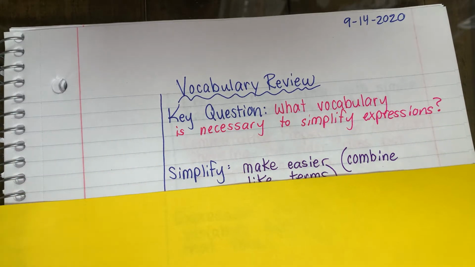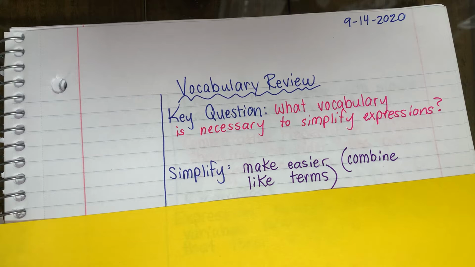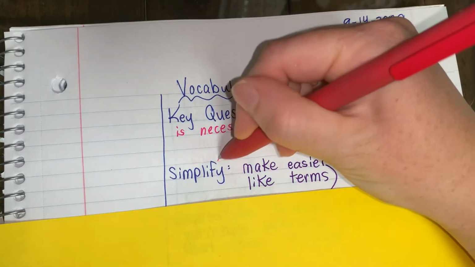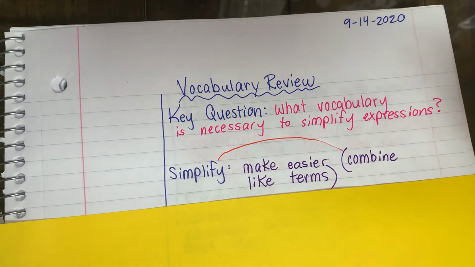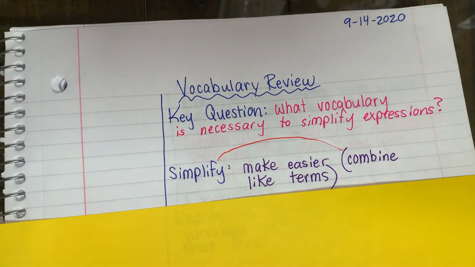To simplify expressions, it might be useful to know what simplify means. Basically, simplify just means to make easier. And a lot of times you're going to hear me say combine like terms. When you combine like terms, you are simplifying. So really, these two pretty much mean the same thing when we're talking about chapter 1 stuff. Simplifying and combining like terms are the same thing.